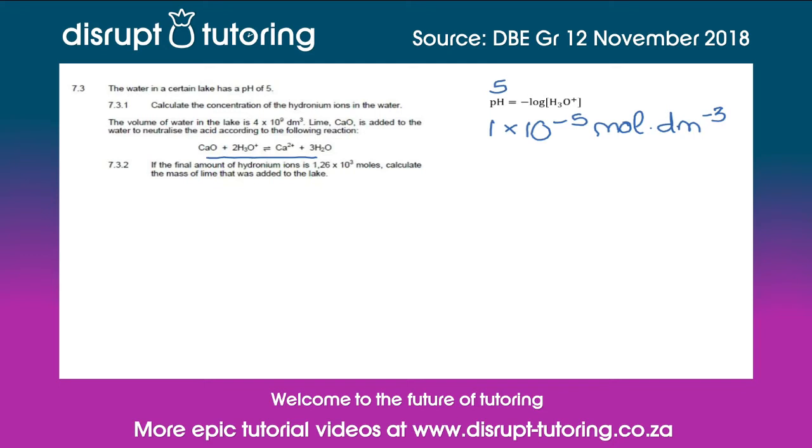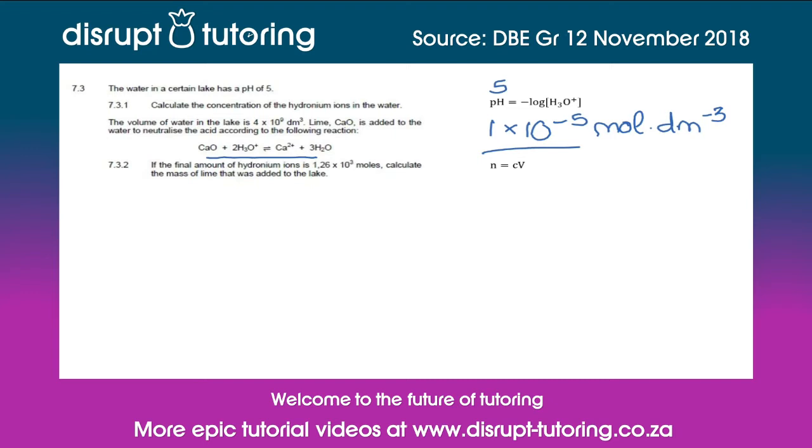To find the mass of the lime, first we need to know the number of moles of the lime added. We can find that from the balanced equation along with the number of moles of hydronium ions which have been neutralized by the lime. And that we can find using the difference in concentration of the hydronium ions before and after the lime was added. We just found the initial concentration in the first question, that is 1 times 10 to the minus 5. And we can find the number of moles from this equation, n is equal to c times v, since we also have the volume of the lake.